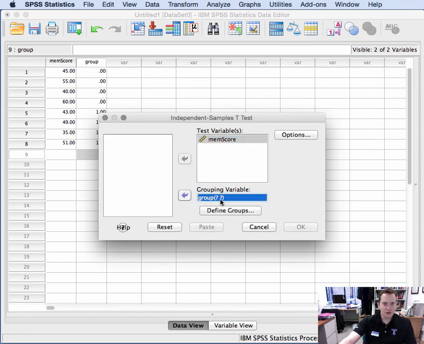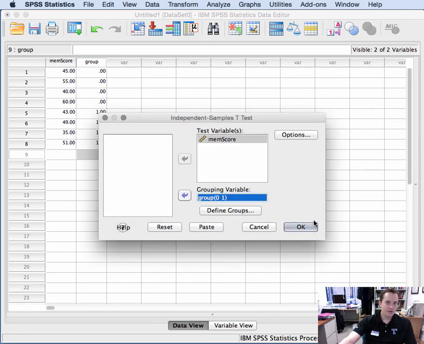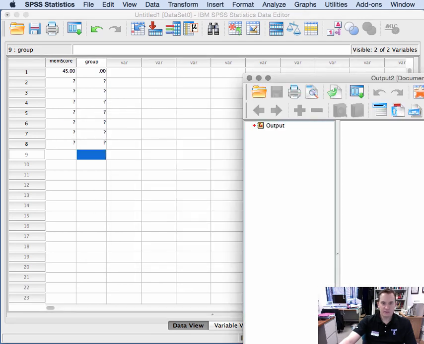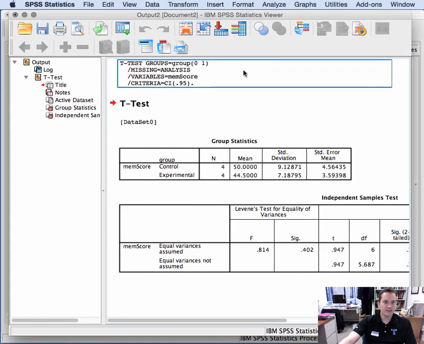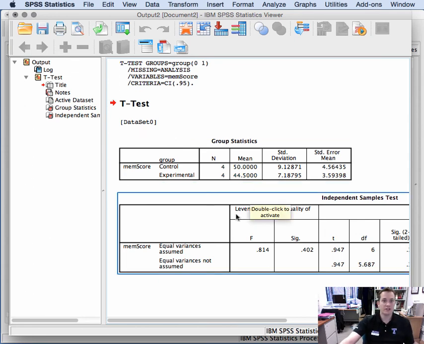Now it's got some question marks. That means it's asking me to define groups. So real quickly, group 1 is going to be the group 0, and group 2 is going to be the one I labeled 1. Okay. All right, and then we can just hit OK. And then we'll move the output into the window so that you can see it. Here are our descriptive statistics. Here's our mean for the control group and the mean for the experimental group. That's exactly the same thing that we just got.